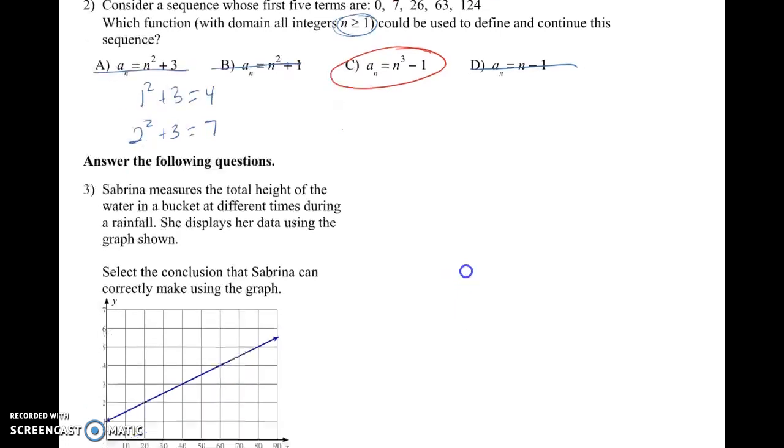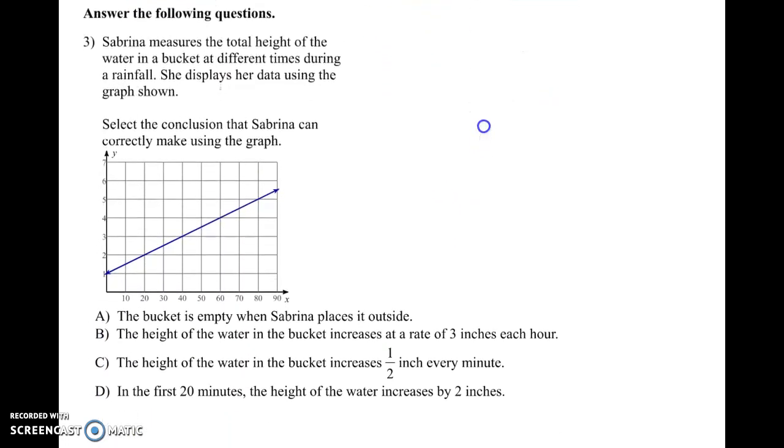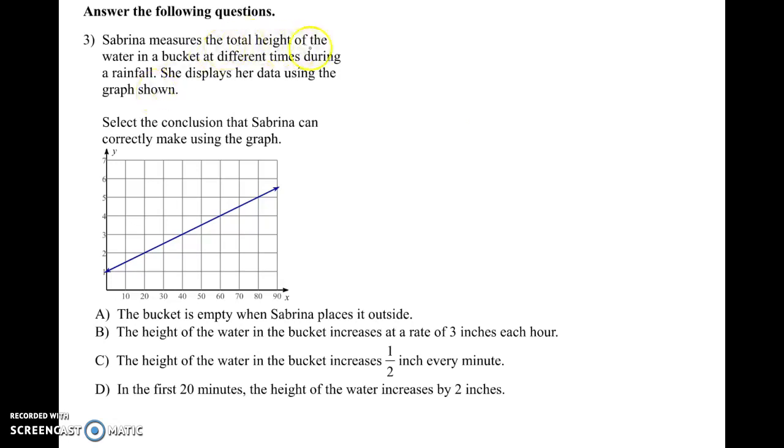Okay. All right, number 3. Sabrina measures the total height of the water in a bucket at different times during a rainfall. She displays her data using the graph shown. Select the conclusion that Sabrina can correctly make using this graph. So you look at this graph and let's decide which one of these is true.